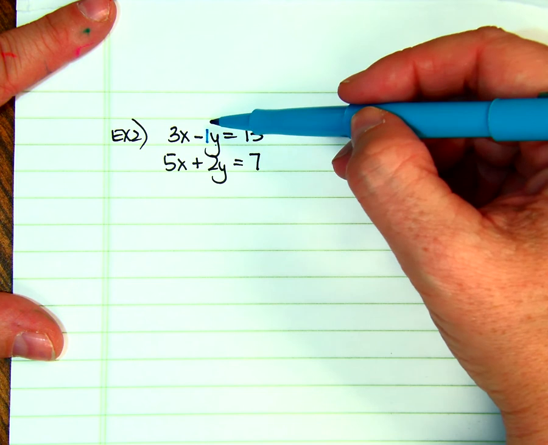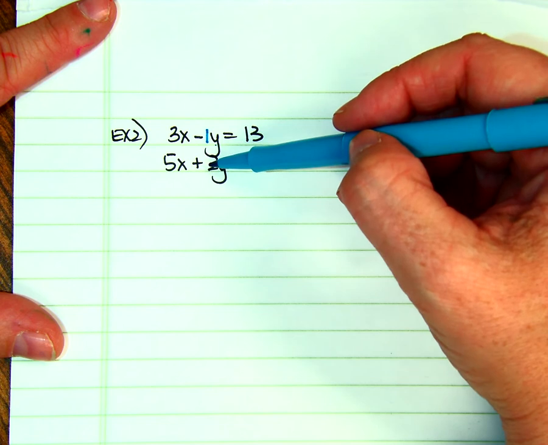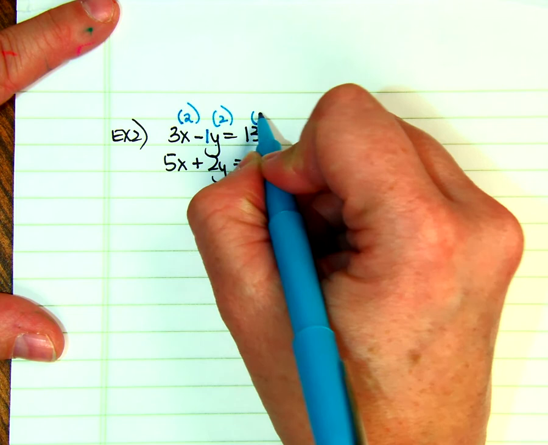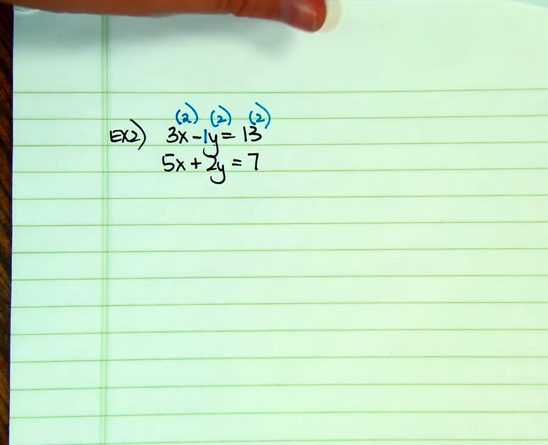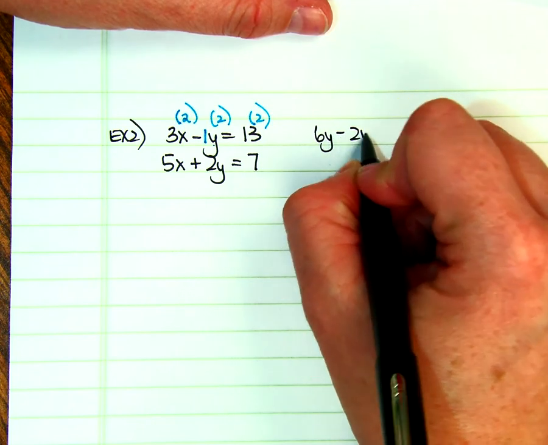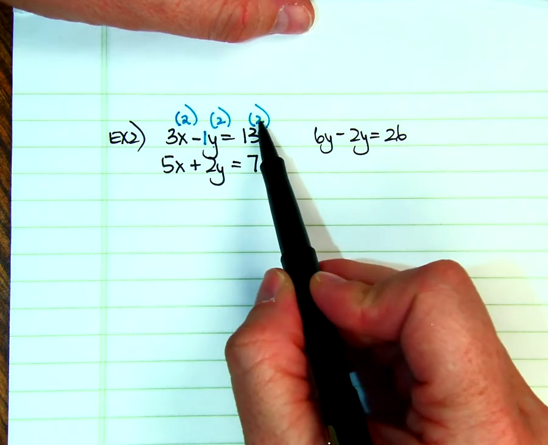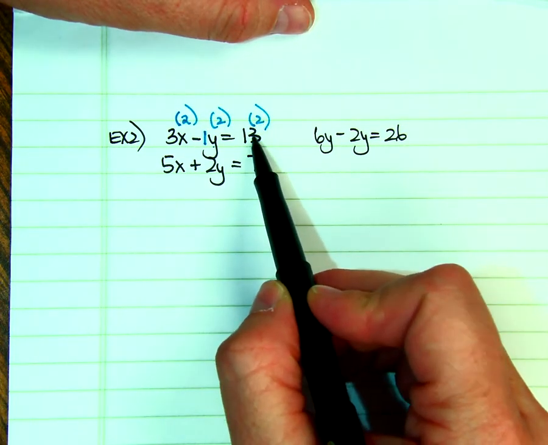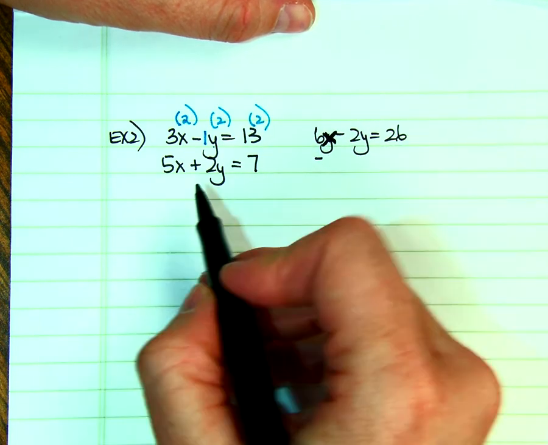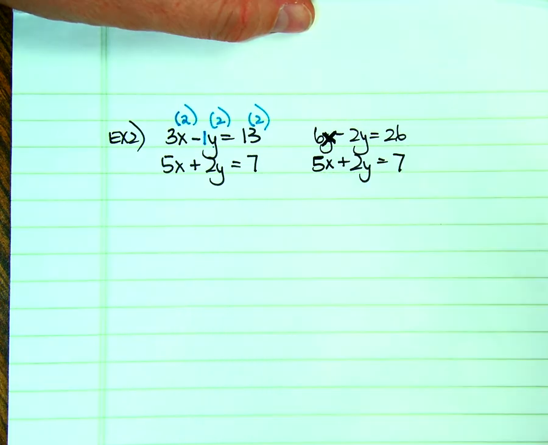So if I took this times 2, wouldn't this be a negative 2y and this would be a positive 2y? I'm going to multiply every term in that particular equation by 2. So I'm going to clean it up. 6x minus 2y equals 26. The most common error is people forget to multiply the 2 times the 13 as well. I'm going to bring over, oopsie, this should be an x. My mistake. Bring over my other one of 5x plus 2y equals 7.